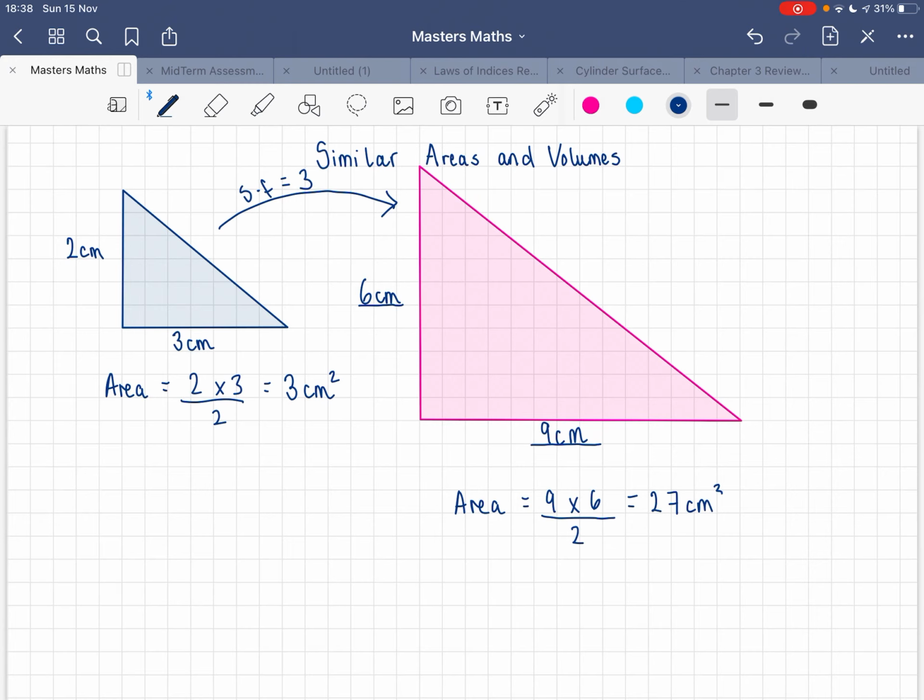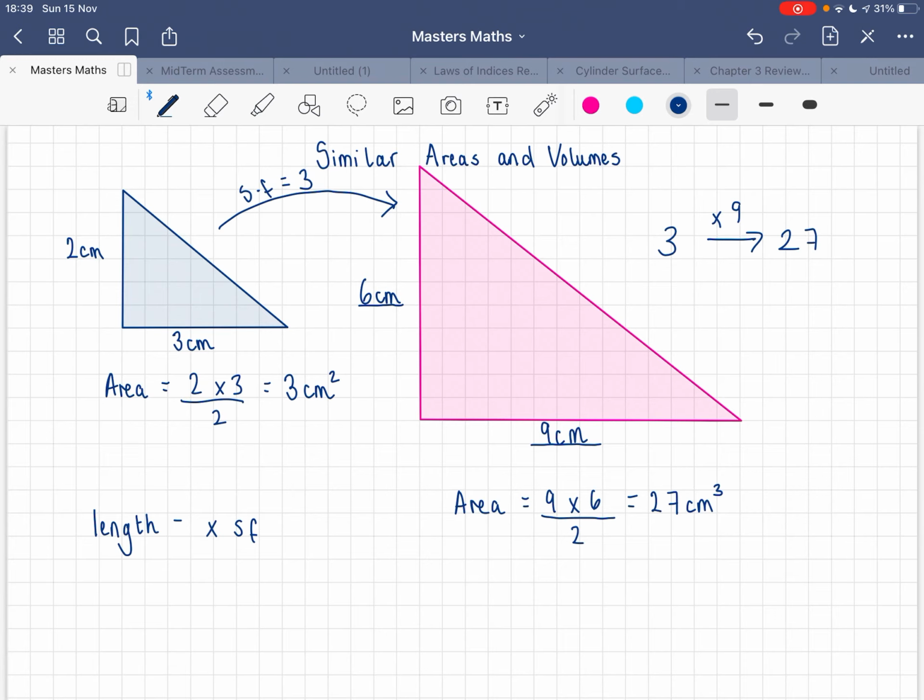27 centimeters squared. So you can see straight away that we haven't enlarged it by a scale factor of 3 this time. We've gone from 3 to 27. So what has happened? For length, we just multiply by the scale factor. For area, to get from 3 to 27, we've multiplied by 9.